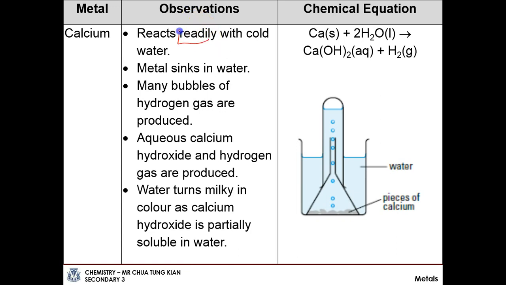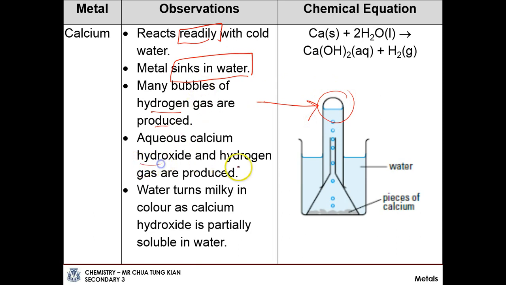This reacts readily with cold water. The metal sinks. Why does the metal sink in this case? In the first two cases, if you recall, group 1 metals are very light. They are less dense than water, so they will actually float. For calcium, it sinks. When it reacts, it produces hydrogen gas. But in this case, notice that there's not much heat produced, so the gas doesn't catch fire and can be collected over a test tube here.